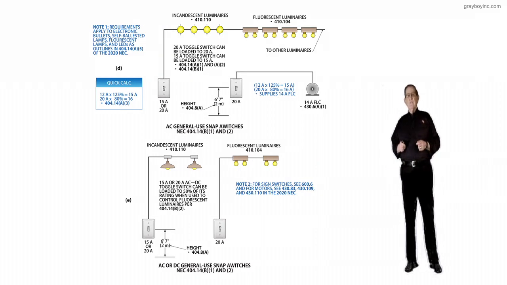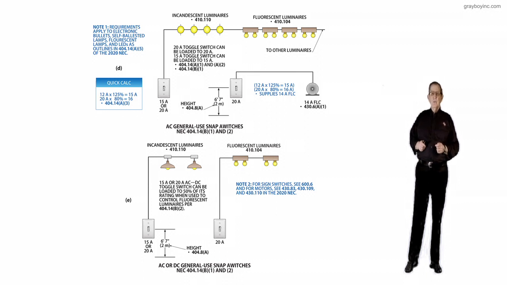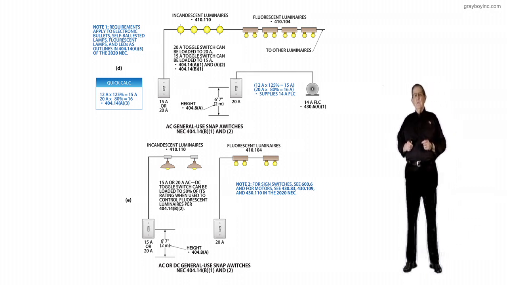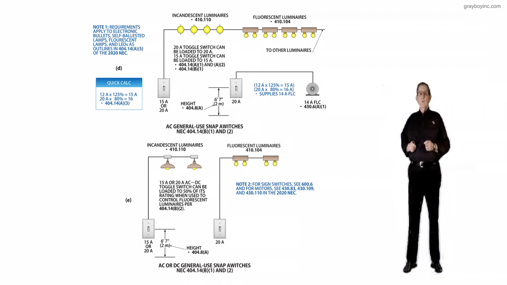This illustration deals with AC or DC general use snap switches in accordance with 404.14(B)(1) and (B)(2). The main purpose of the change is to list requirements for loading these switches and prevent overloading these switches with loads such as lighting.